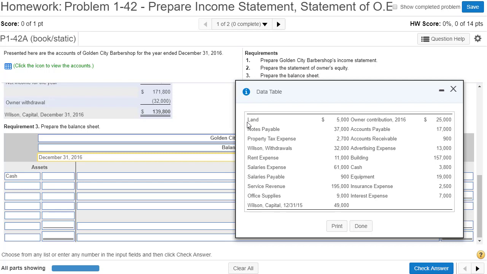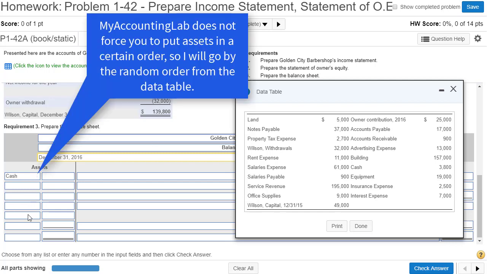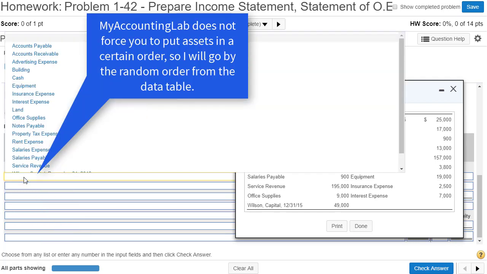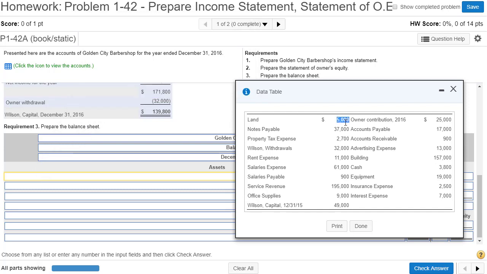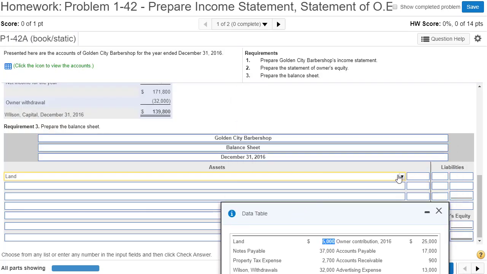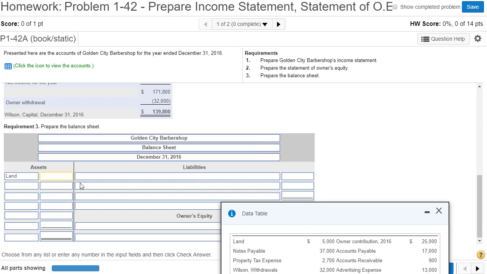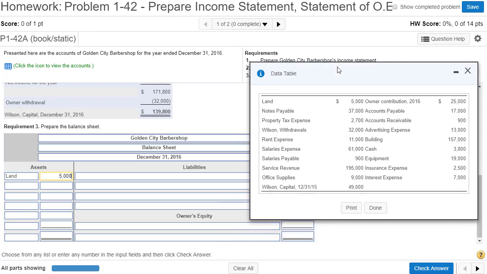So I'm just going to go in order. Later on in subsequent chapters, we'll find out what the proper order is, but my accounting lab does not force you to do a certain order. So I'm going to blank this cash out. I'm just going to go in order that they have it here. So is land an asset? Yes, land has a future value. So we have $5,000 of land. Now my accounting lab does this weird thing where it's going to jump around. I don't like that. Students don't like that either.